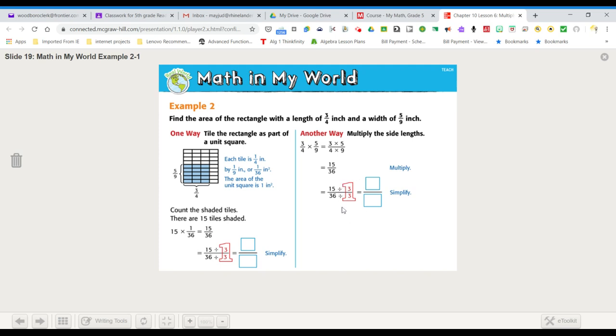The greatest common factor that they're dividing by here is 3. And again, you could list the factors of 15: 1, 3, 5, and 15, and then list all of the factors of 36. You would find that the biggest number that they have in common is a 3, and then divide by that. So 15 divided by 3 is 5. 36 divided by 3 is 12. So your answer is 5/12.